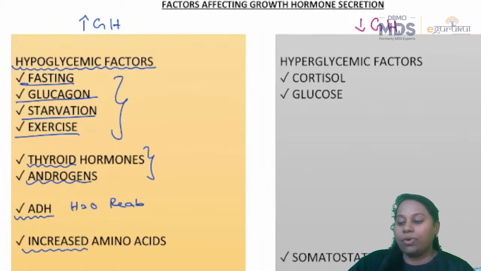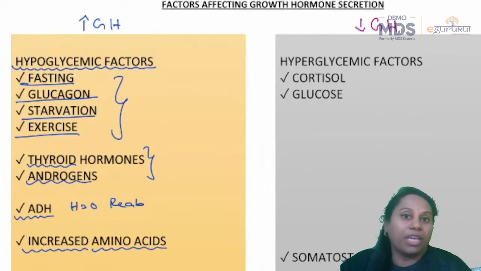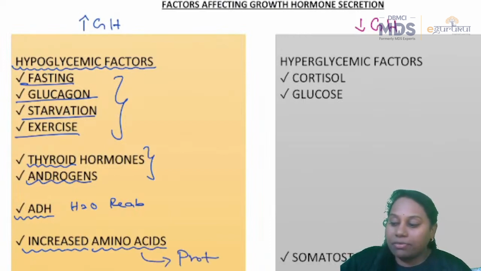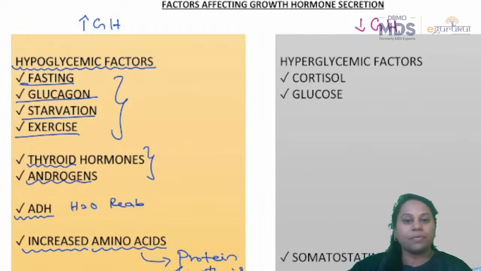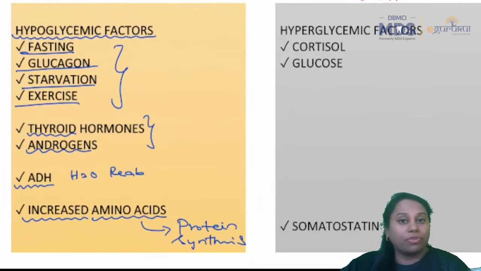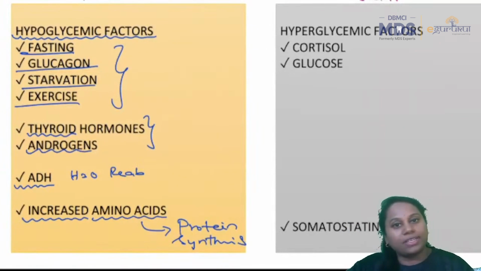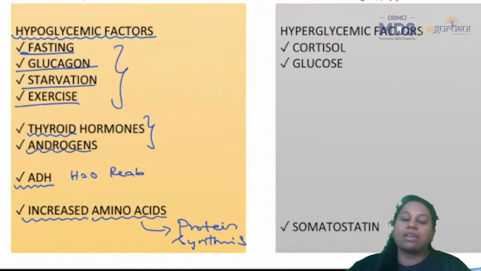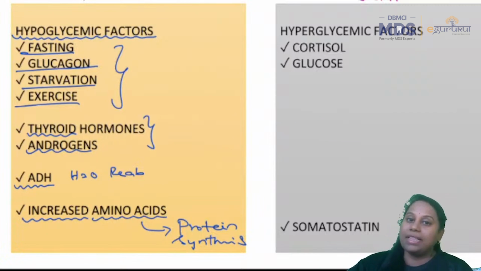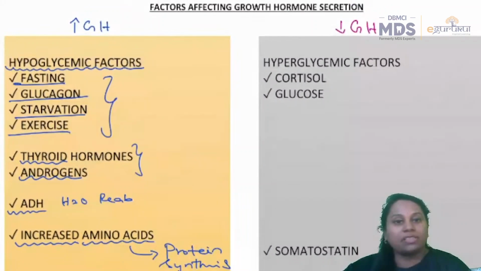Increased amino acids. The more the amino acids, all these amino acids are taken for protein synthesis, and that is a function of growth hormone. Growth hormone helps in protein synthesis. So whenever amino acids are more, growth hormone would take these amino acids for protein synthesis. These are the factors which increase growth hormone secretion.